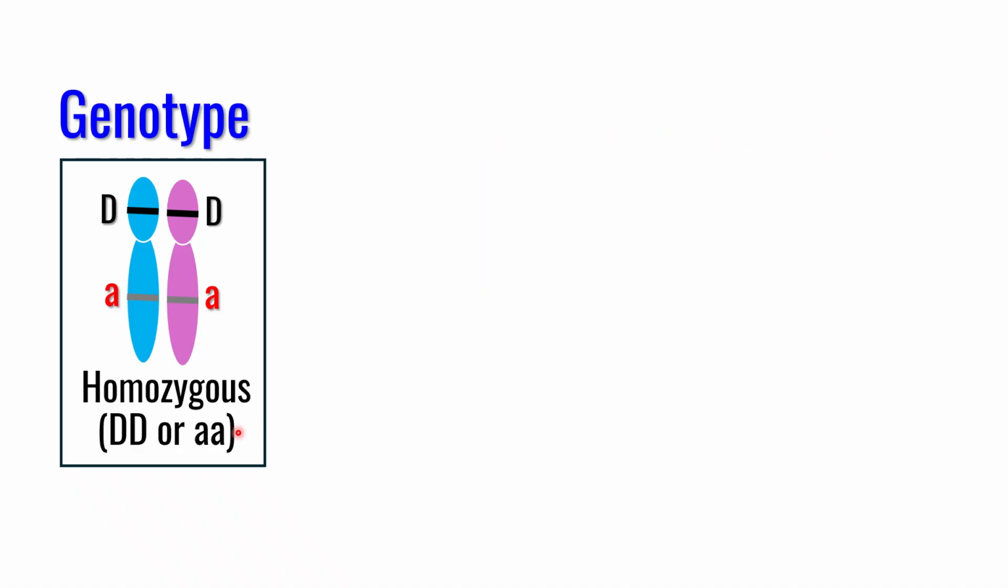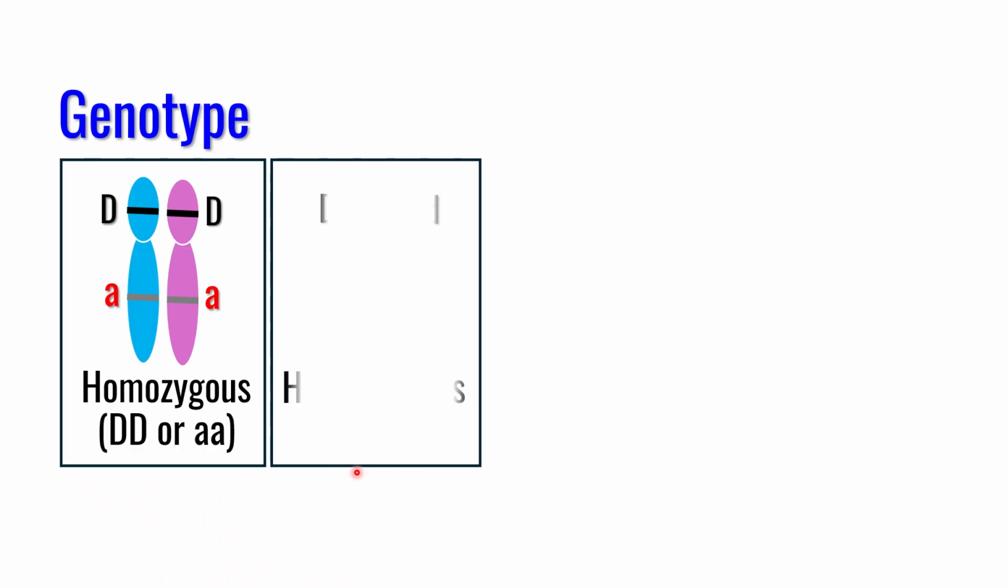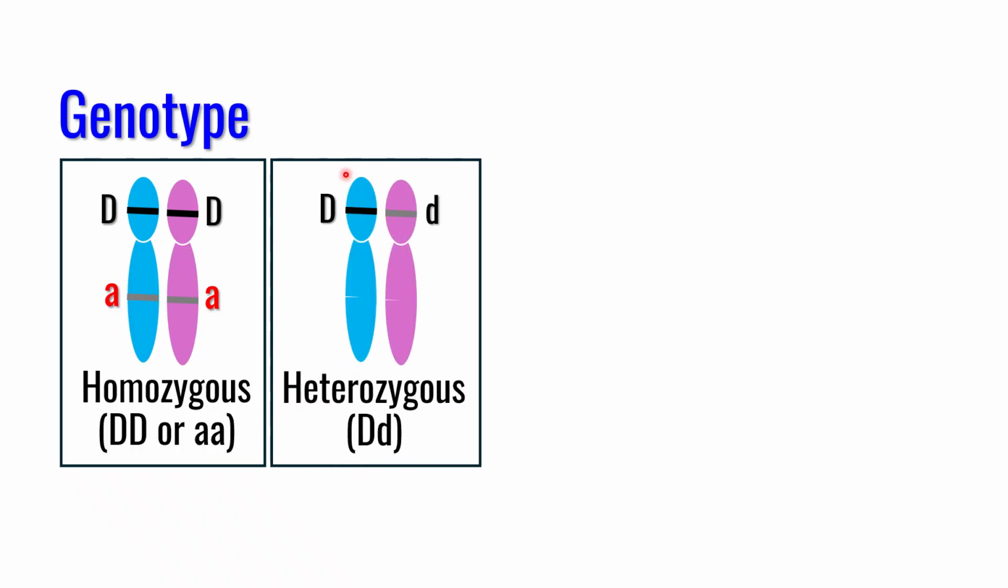A genotype may be homozygous, consisting of either homozygous dominant or homozygous recessive alleles, or it may be heterozygous genotype having one of the alleles as dominant and the other one recessive.